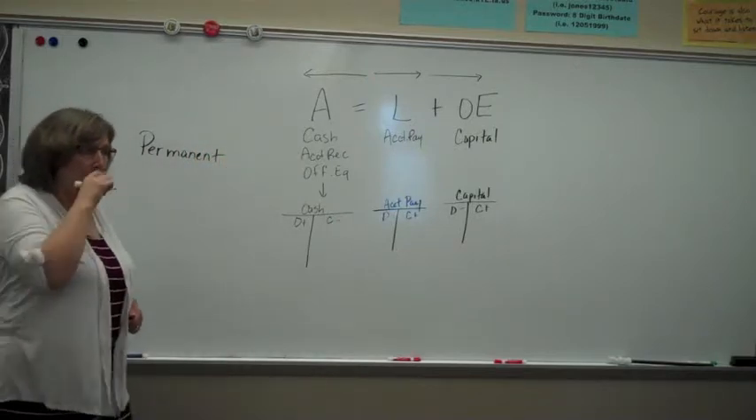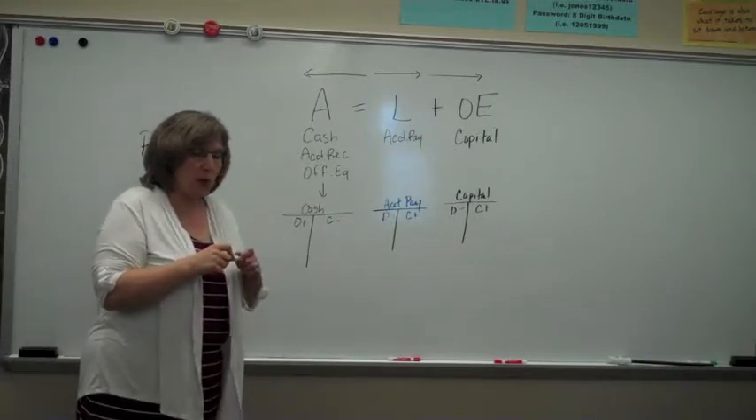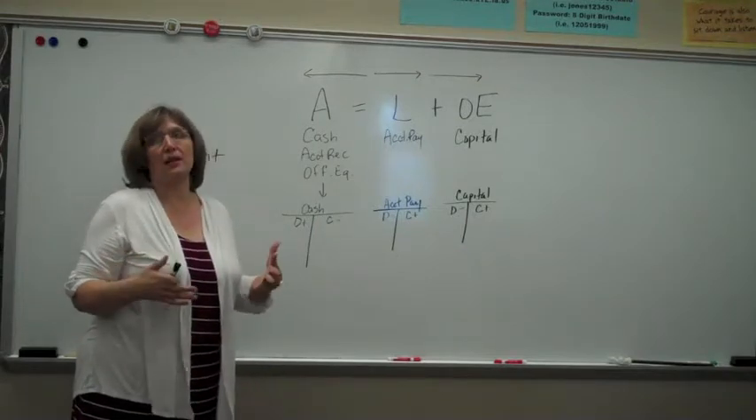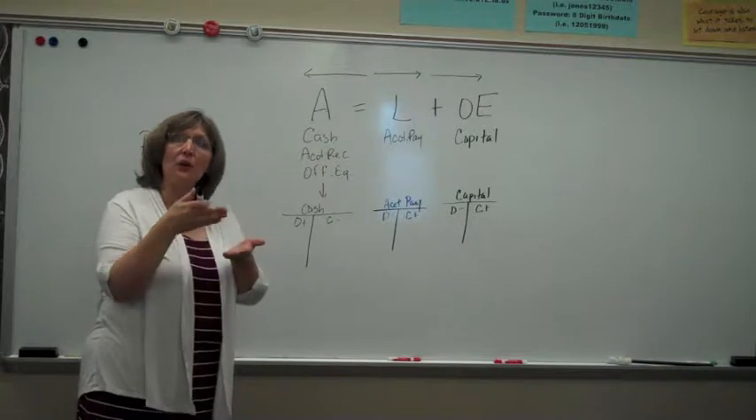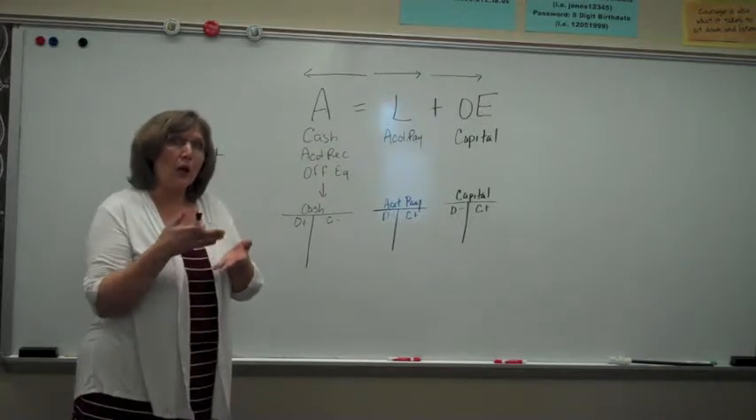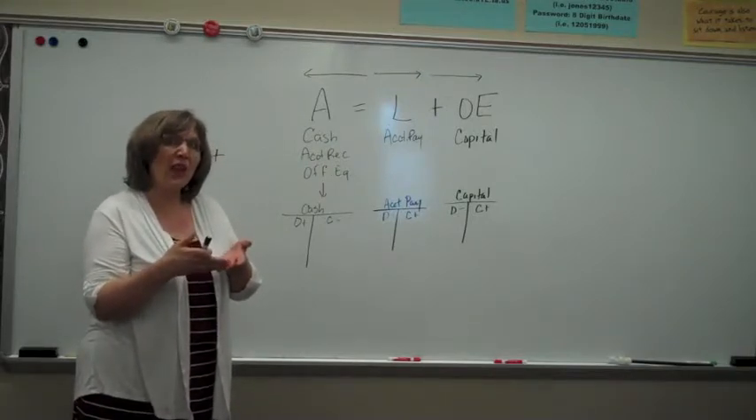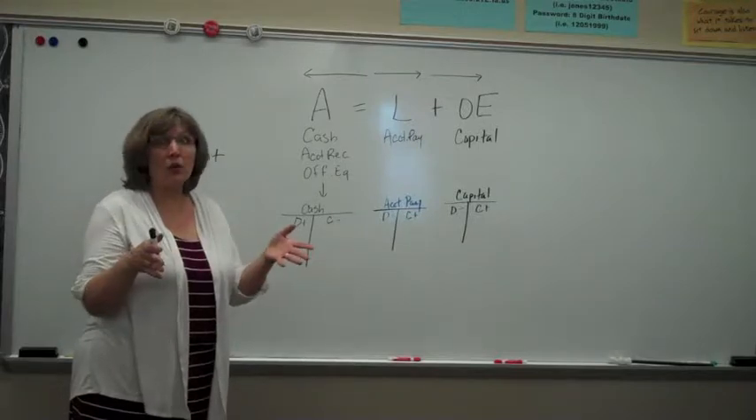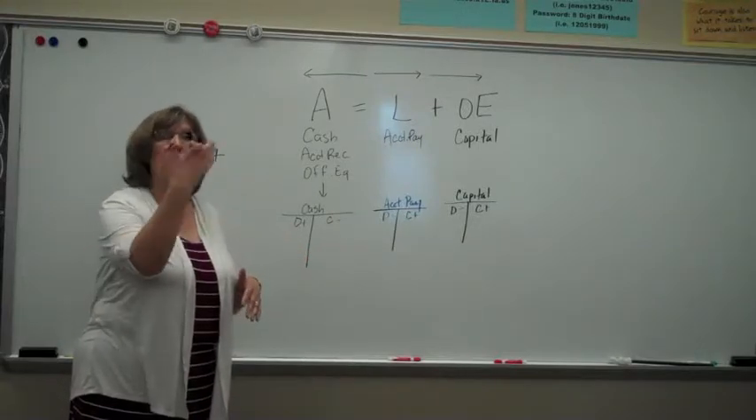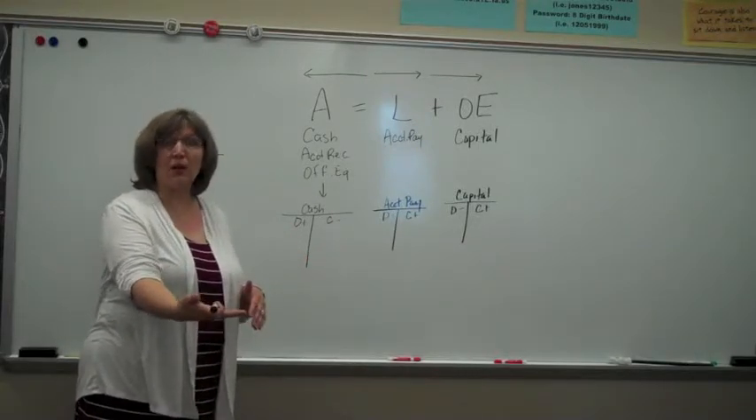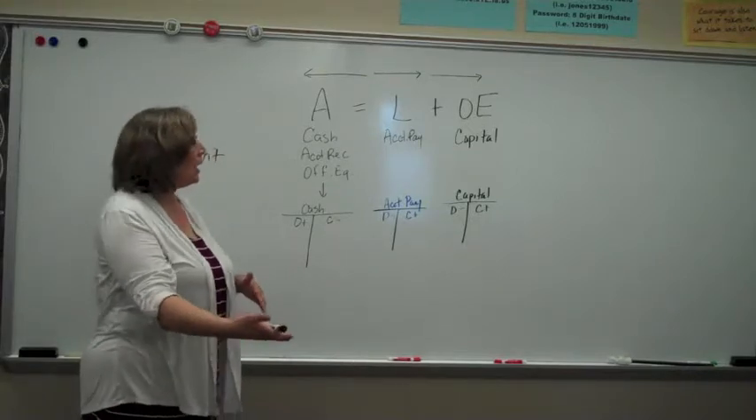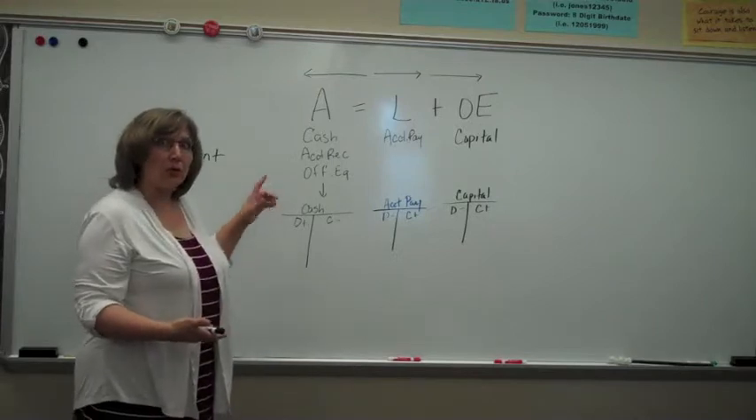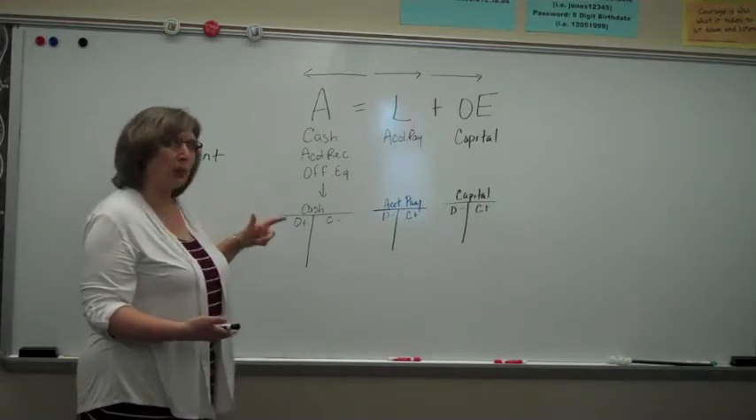Permanent accounts mean that they are going to always have a balance in them, or I shouldn't say always, but at the end of the accounting cycle, those permanent accounts, if they have a balance in them, will not go away. The balance won't go away. It'll just simply roll over into the start of the next accounting cycle. We are going to introduce you, or I'm going to introduce you to temporary accounts.